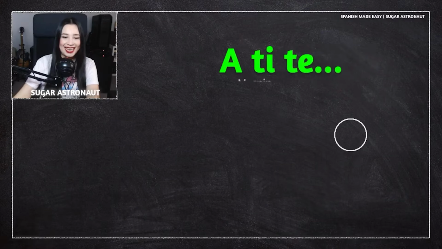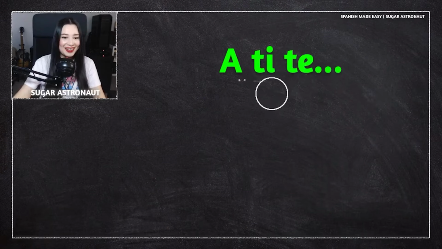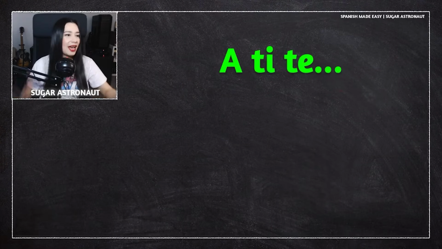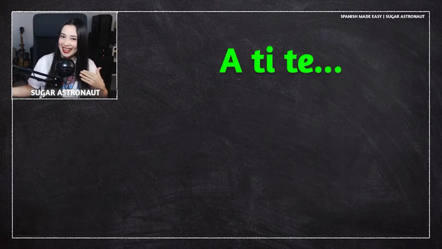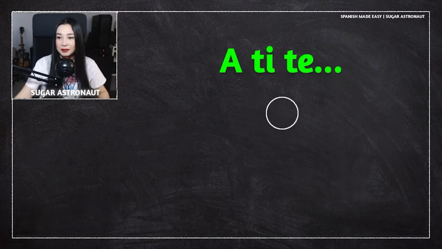A ti te. A ti te. That sounds very cute, I would say. When you say a mí me, a ti te. Okay, it sounds kind of cute. I don't know. You don't need an accent mark there. You don't need any accent marks here.